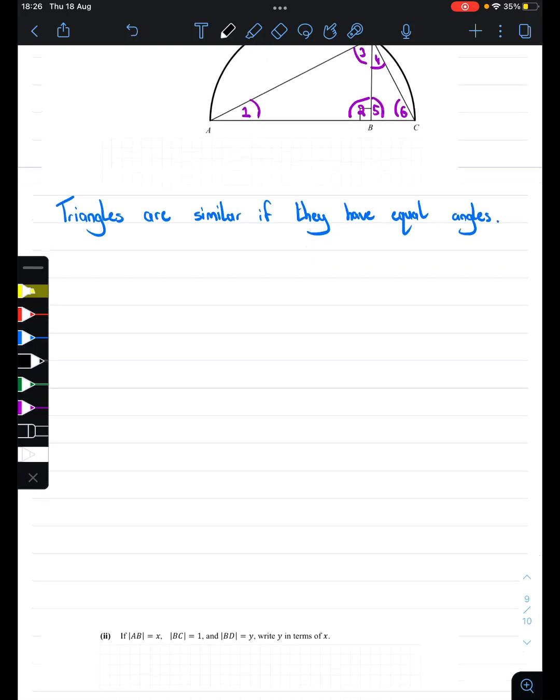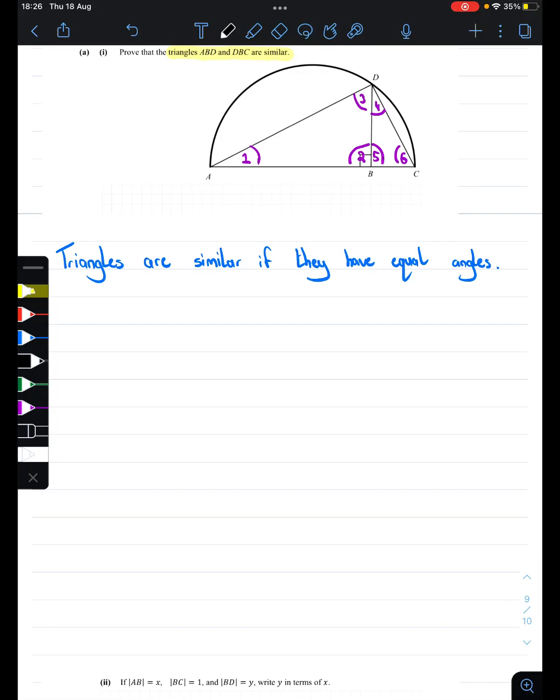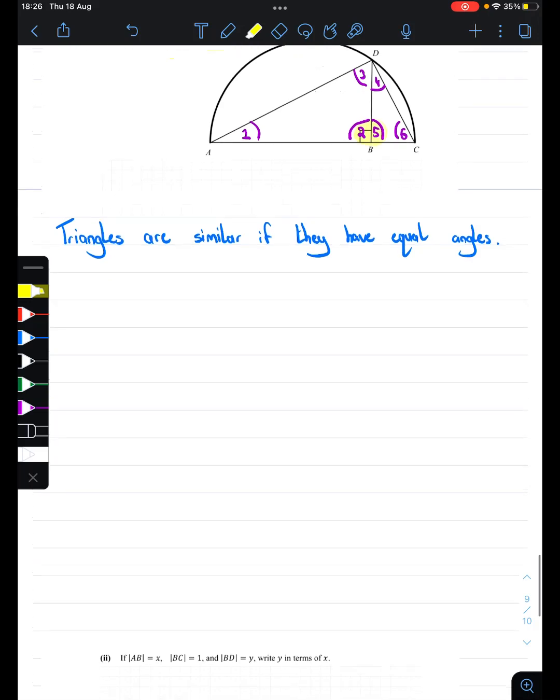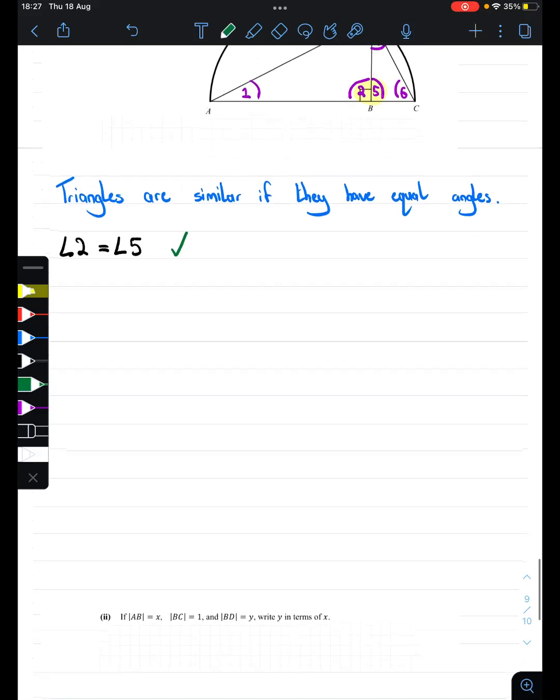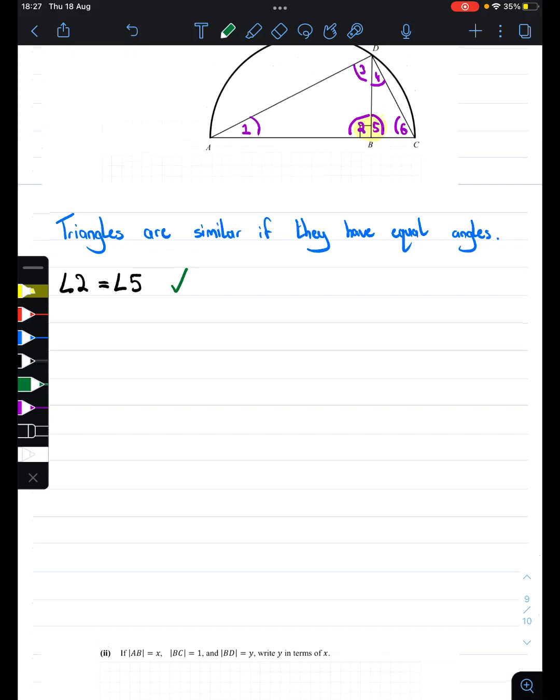Are there any that we can show right off the bat are equal? Well, we've got two right angles here, since this is a perpendicular line. So straight away we know that angle 2 equals angle 5. Okay, so that's one. And now we're left with angles 1, 3, 4, and 6.